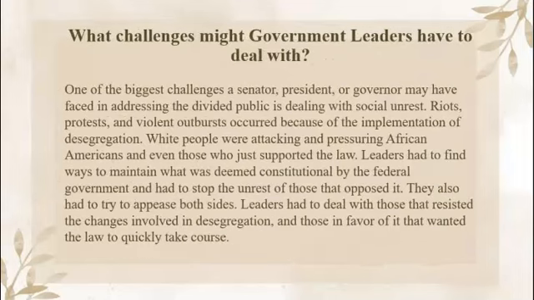One of the biggest challenges a senator, president, or governor may have faced in addressing the divided public is dealing with social unrest. Riots, protests, and violent outbursts occurred because of the implementation of desegregation. White people were attacking and pressuring African Americans, and even those who just supported the law. Leaders had to find ways to maintain what was deemed constitutional by the federal government, and had to stop the unrest of those that opposed it. They also had to try to appease both sides. Leaders had to deal with those that resisted the changes involved in desegregation, and those in favor of it that wanted the laws to quickly take course.